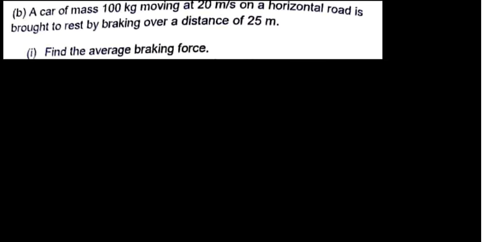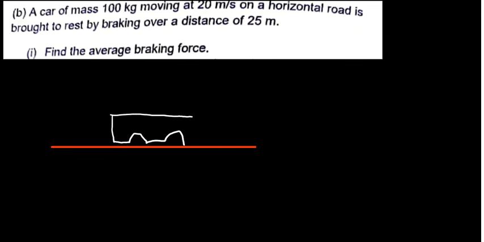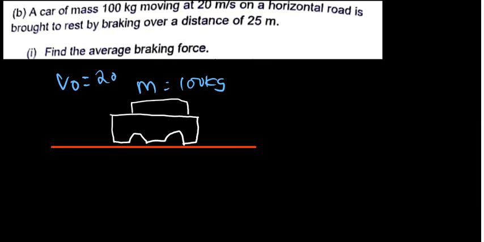So what we're going to do, we're going to say, here is our car. Okay, so I'm going to say I have got a car here. Come up with a free body diagram. So this is my free body diagram. This car has got a mass of 100 kgs. They are saying that the initial velocity is 20 meters per second.